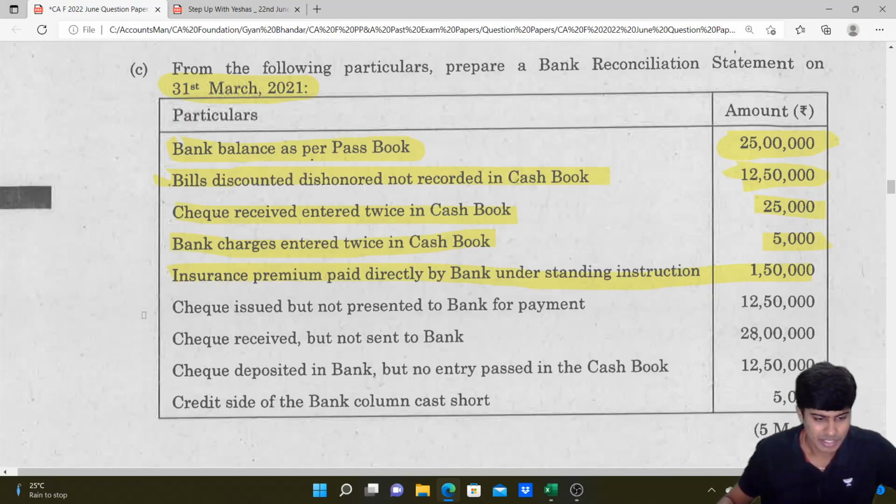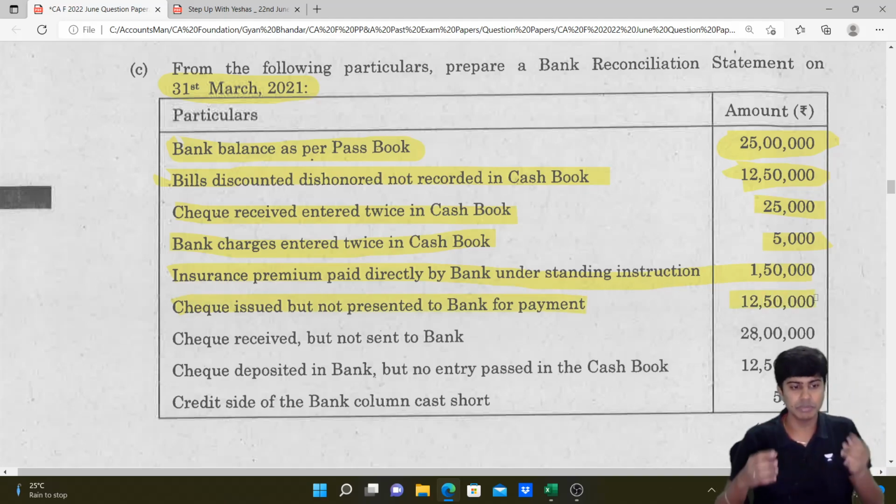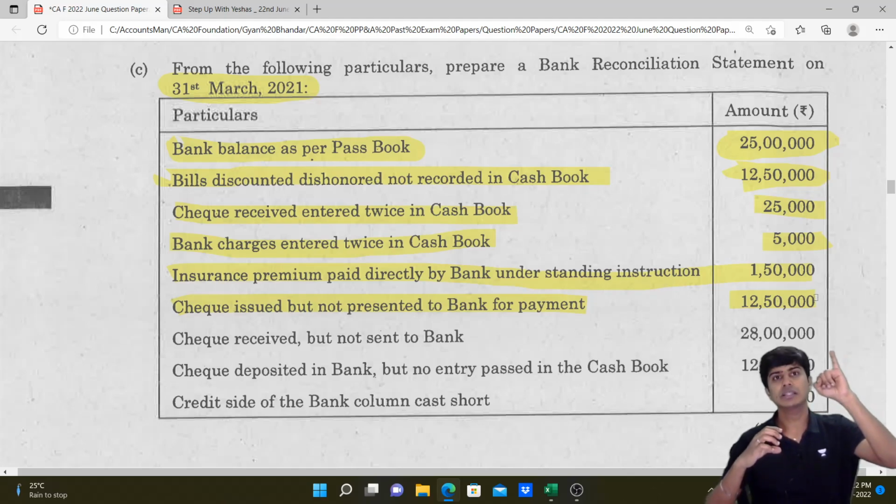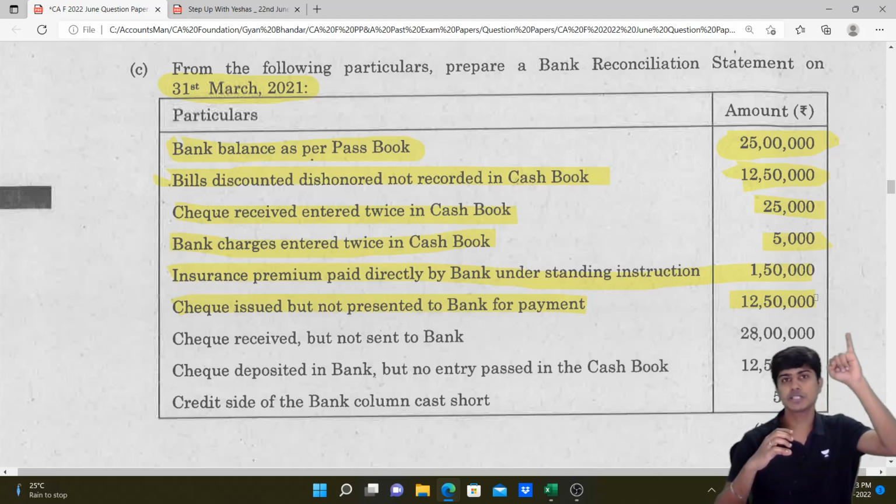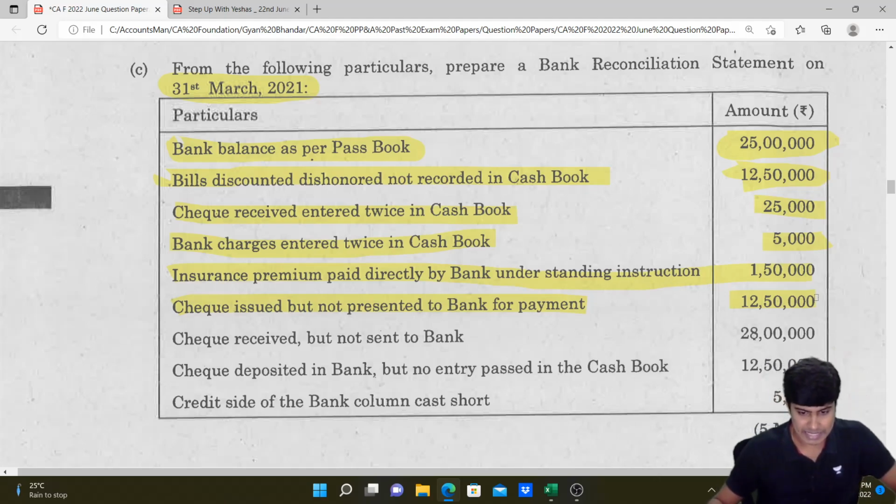Next, check issued. You have given a check to somebody, but they have not presented it to the bank for payment. When you gave that check, your balance as per cash book decreased. When they present it, passbook will decrease, but because they have not presented, passbook balance has not reduced. Where are we making changes? Passbook. So we have to reduce our balance as per passbook. Yes, it's minus.